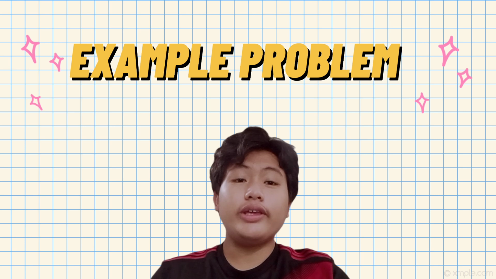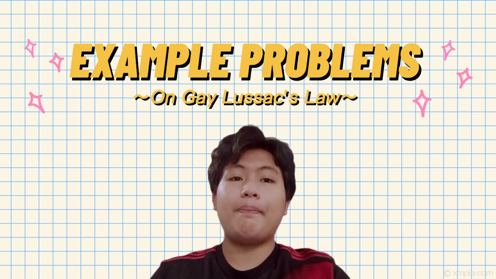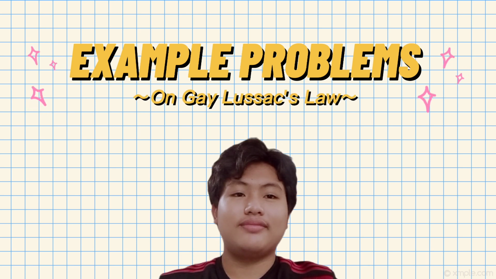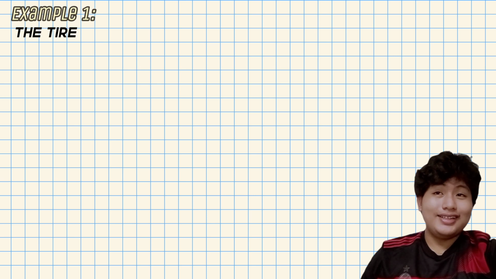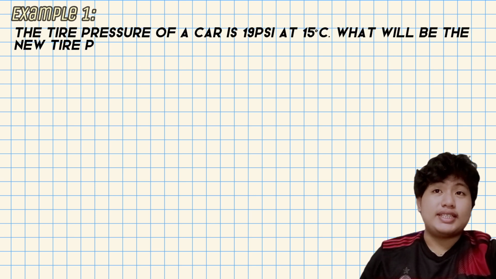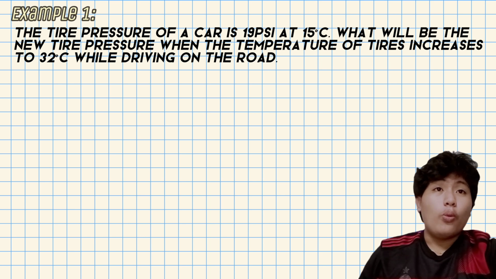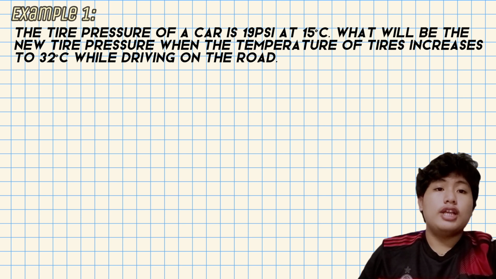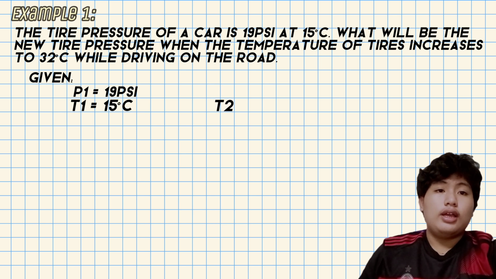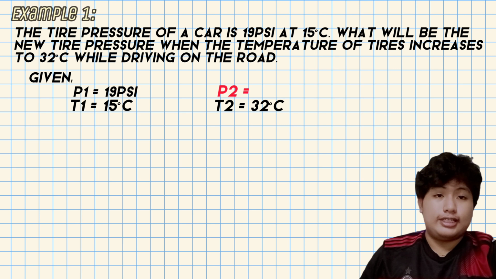Now, we'll be showing you two situations where you can apply Gay-Lussac's law. Example number 1: the tire pressure of a car is 19 psi at 15 degrees Celsius. What will be the new tire pressure when the temperature of the tires increases to 32 degrees Celsius while driving on the road? First, let's establish our values. P1 is 19 psi, T1 is 15 degrees Celsius, and T2 is 32 degrees Celsius. We must use the formulas below to find P2.